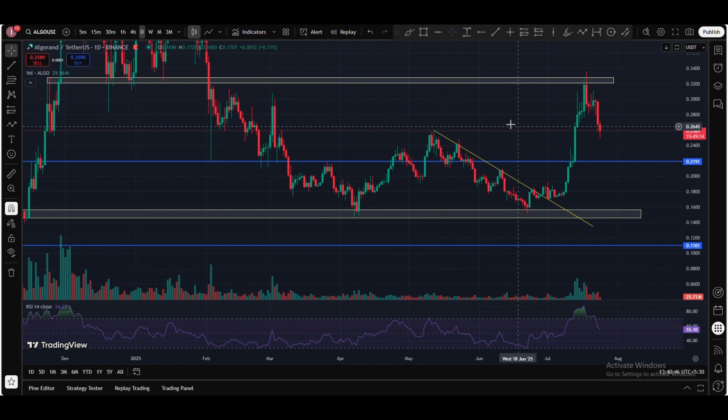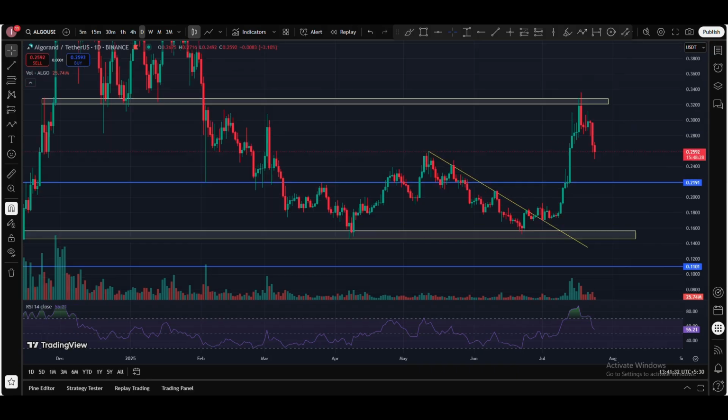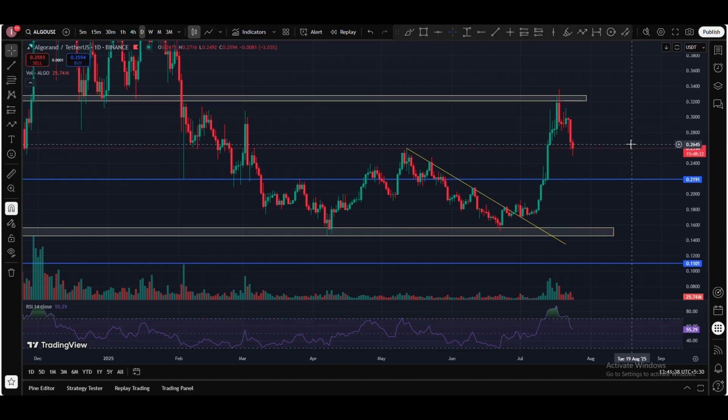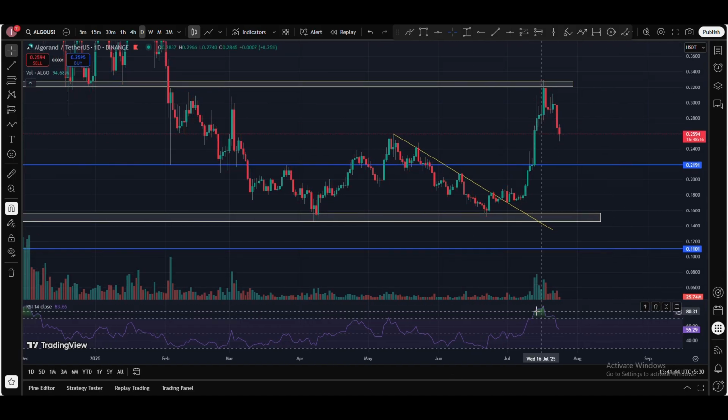If there will be a trading opportunity, I will tell you. You can see the market is in an overbought area and the market came to high volume. Now volume is decreasing.